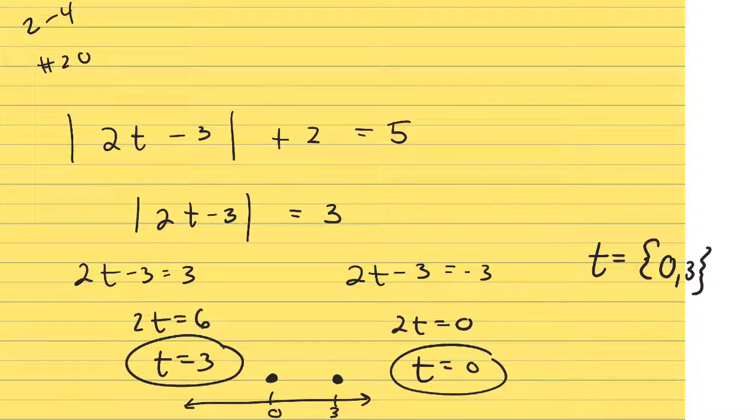Jimmy? Can you go over 2.3, number 10? Go ahead. 2.3, this is word problems we're on now. Number 10. Let's take a look.